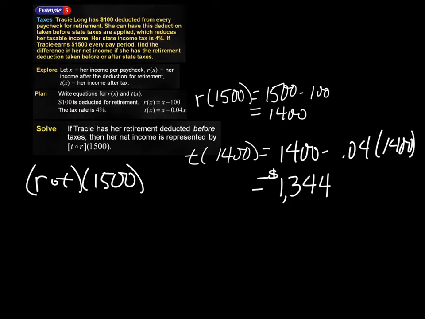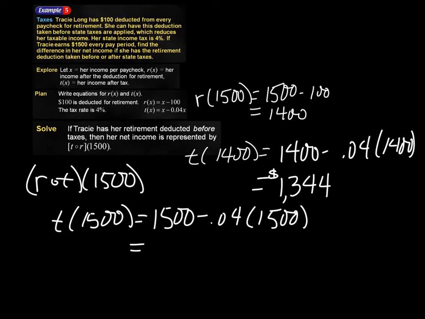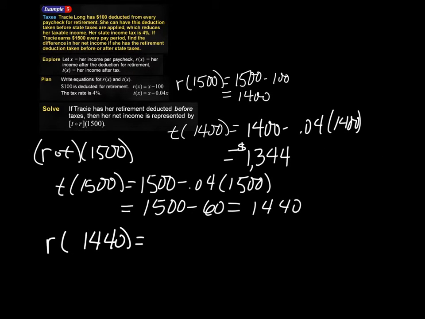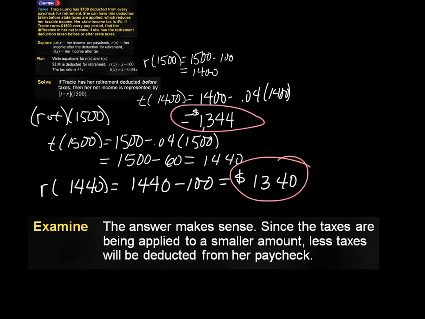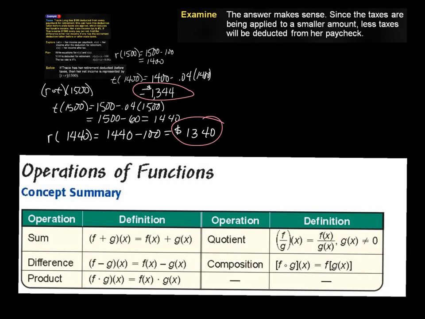If Tracy has her retirement deducted after taxes, then her net income will be represented by r of t of 1,500. So first we need to do t of 1,500, which would be 1,500 minus 60. And then we do r of that amount. So all we have to do is take 1,440 minus 100, and she's left with $1,340. So there is a difference of $4. And the answer makes sense. Since the taxes are being applied to a smaller amount, less taxes will be deducted from her paycheck. This lesson we looked at how to add, subtract, multiply, divide, and compose functions.